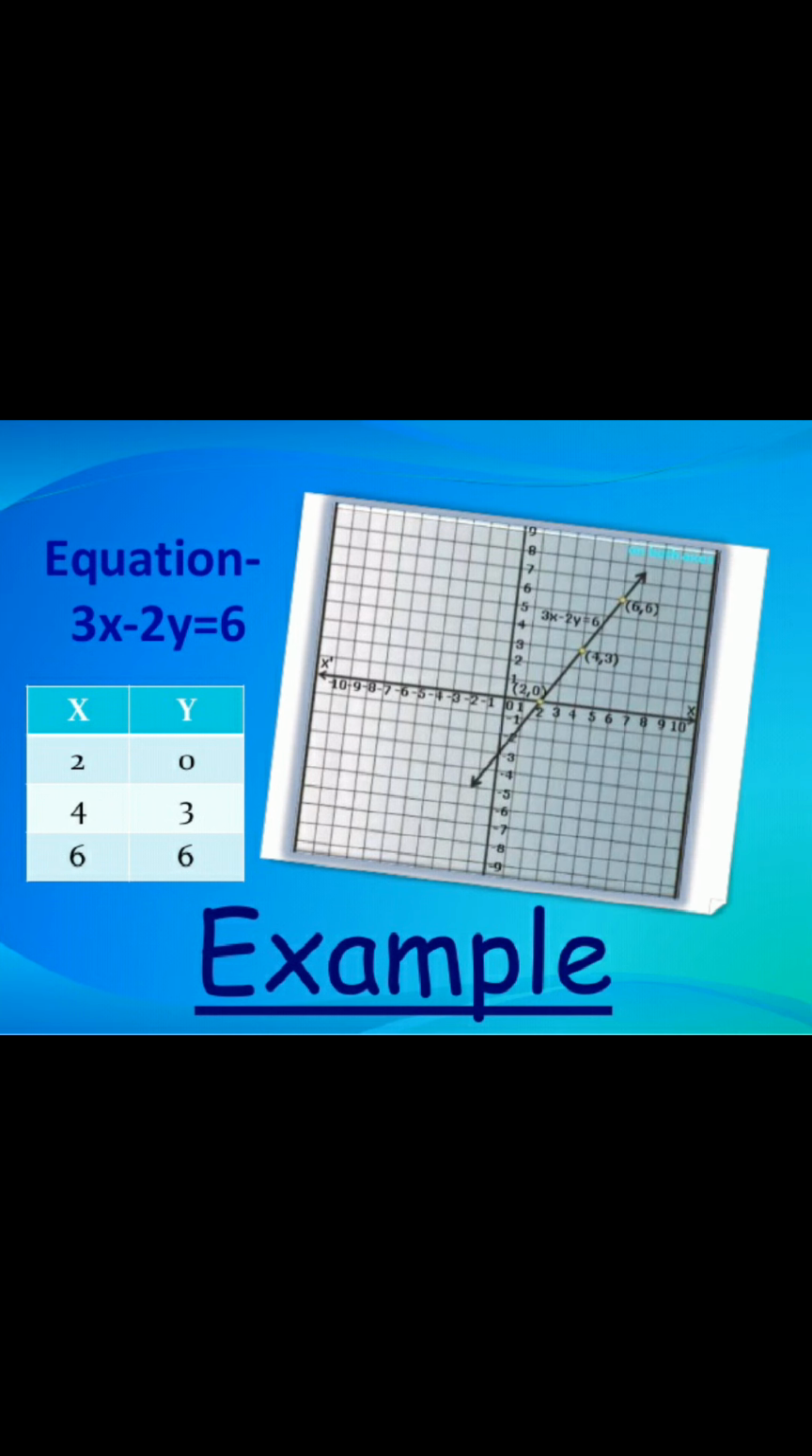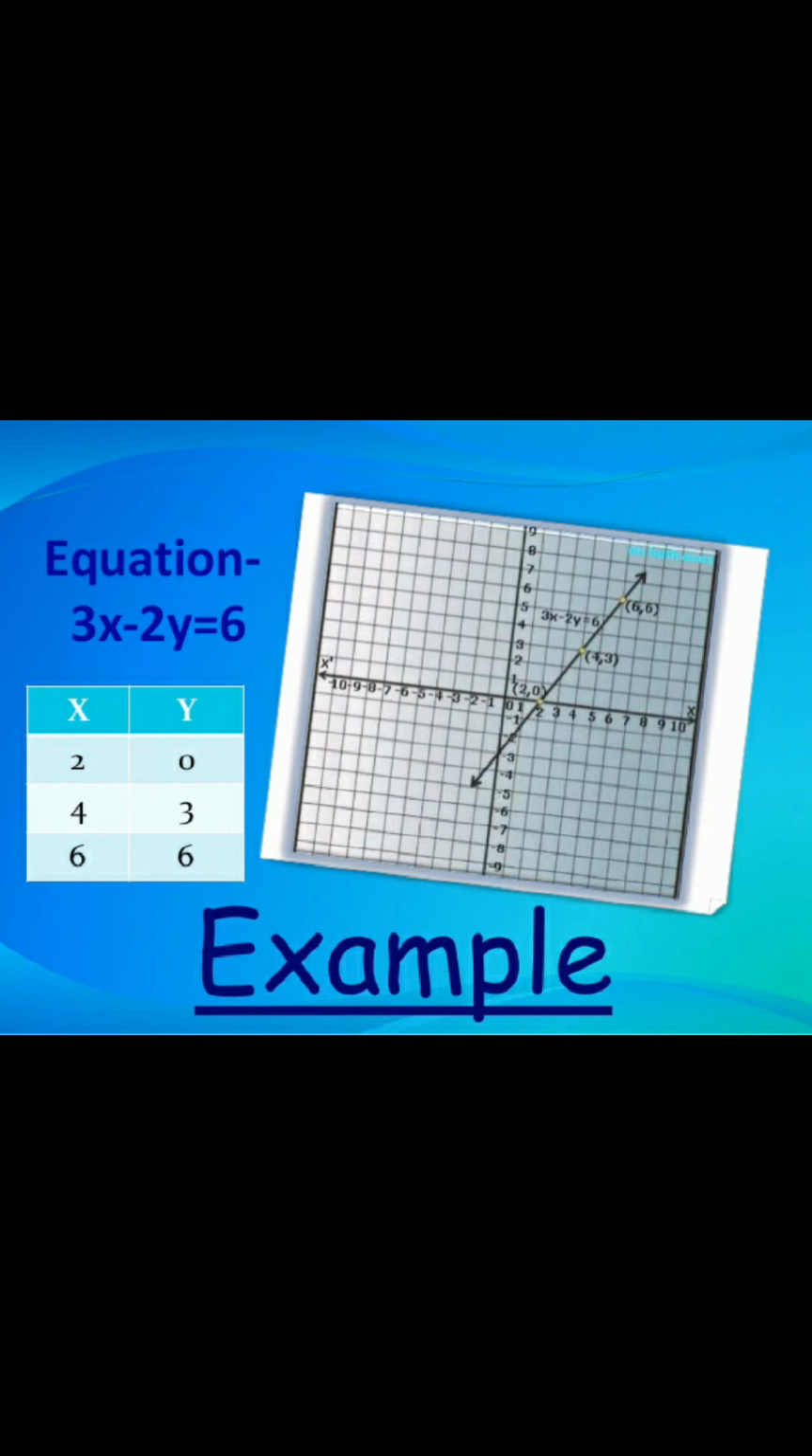Let us see with example. We are taking 3x minus 2y is equal to 6. By putting the value of x is equal to 2, 3 into 2, 6, minus 2y is equal to 6. By solving this, you will get the value of y as 0. If we put x is equal to 4, then y is 3. By putting x is equal to 6, we get y is equal to 6.